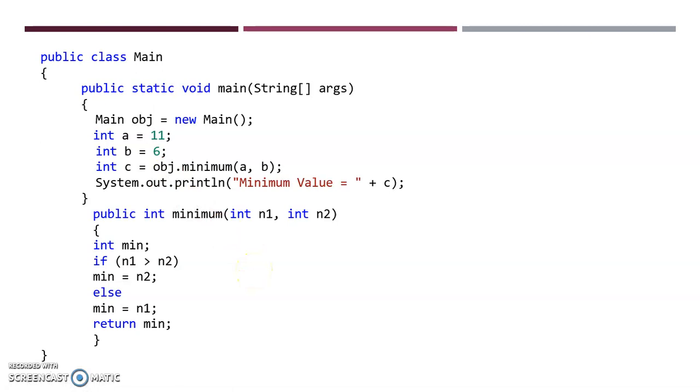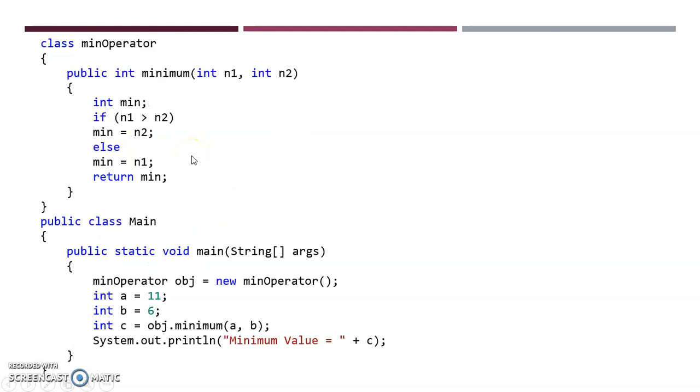Another concept: here both the functions main and minimum are inside the same class. Suppose that these two functions are inside different classes. So here I have the class MinOperator. Inside the MinOperator class I have defined the function minimum, and another class is the main class, because the main function is defined inside the main class, and through this main function I am going to execute the minimum. What you have to do is, since this minimum is defined inside the class MinOperator, you have to define an object corresponding to MinOperator inside this particular main function, and using that object you have to call this.